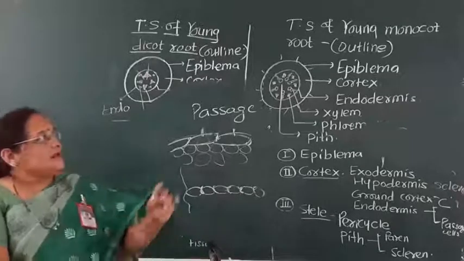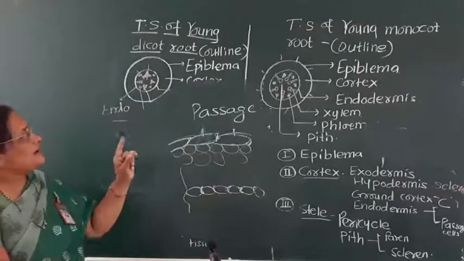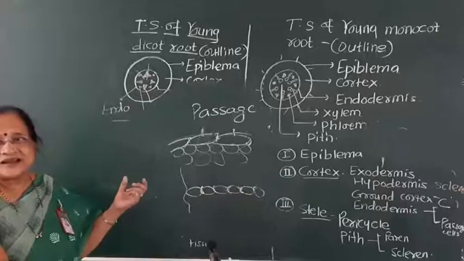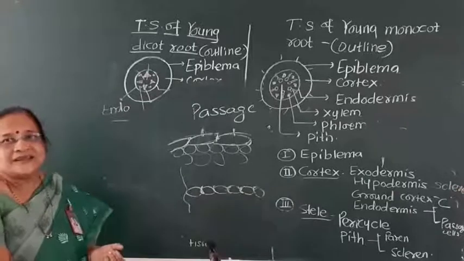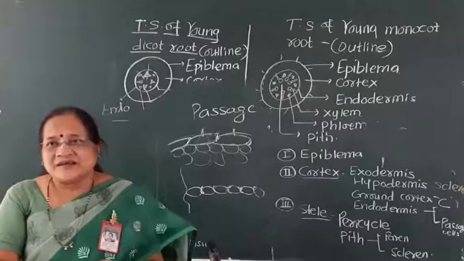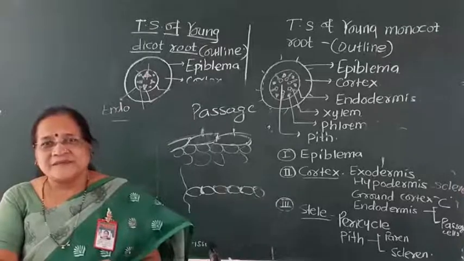So here we have seen the TS of young dicot root and TS of young monocot root, that is the anatomical structures and the differentiation between them. In our next lecture we are going to see the TS of young dicot stem as well as TS of young monocot stem. Thank you.